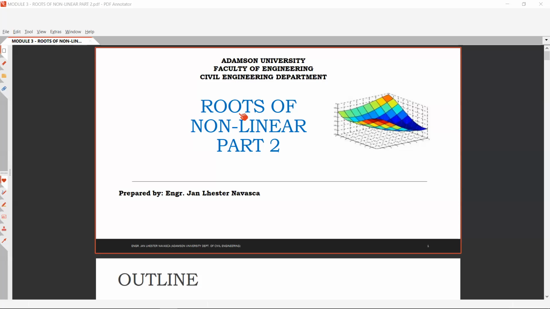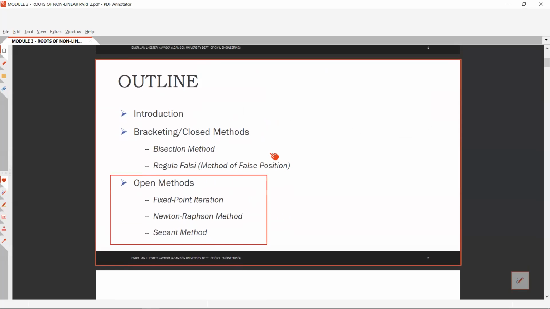Good morning, class. Today we will start discussing roots of nonlinear equations. This is part 2, open methods. For open methods, we are going to discuss the fixed point iteration, the Newton-Raphson method, and the secant method. These are other ways of solving for the roots of nonlinear equations.